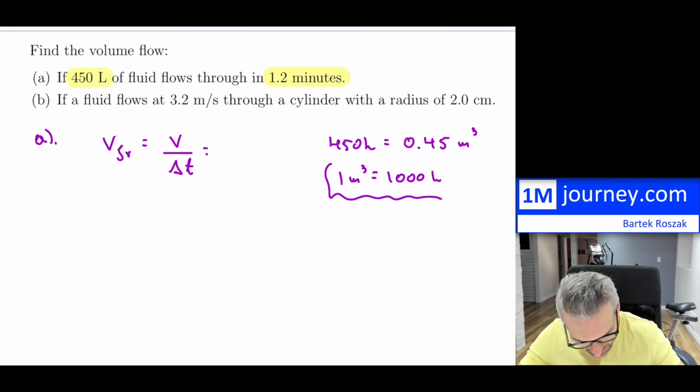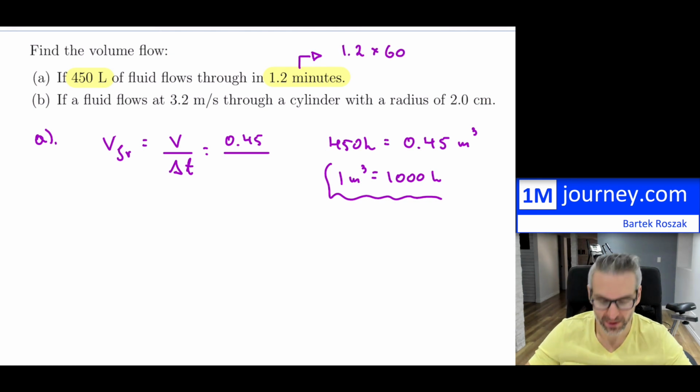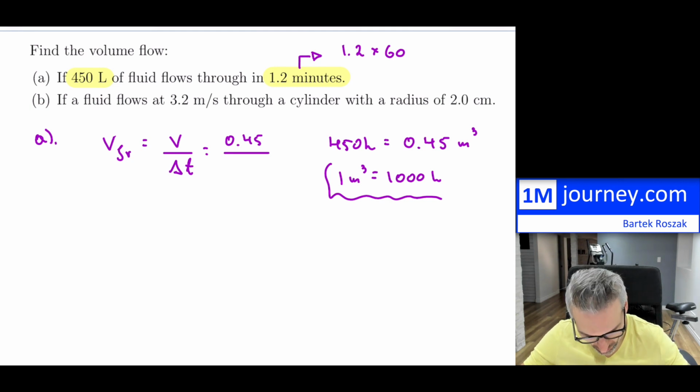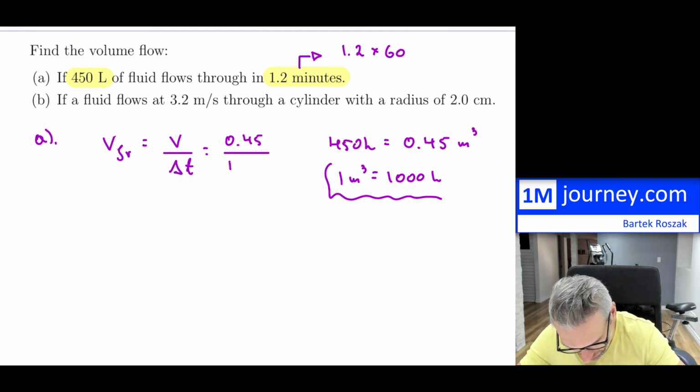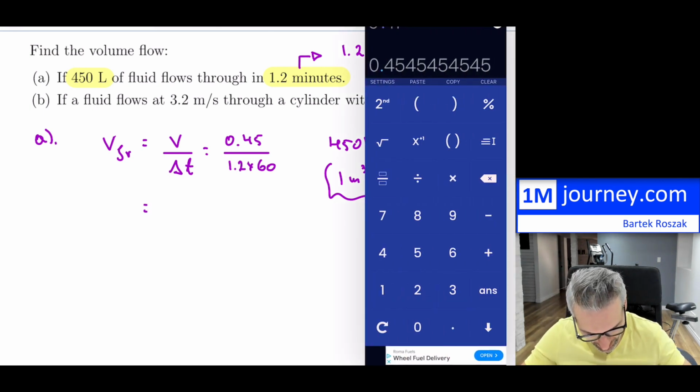So if I want this in metric standard units, it's going to be 0.45 meters cubed divided by the total time. This is in minutes, so be careful. We've got to change this back. So it's going to be 1.2 times 60, because there's 60 seconds in 1 minute, and we can find out what that volume flow rate is.